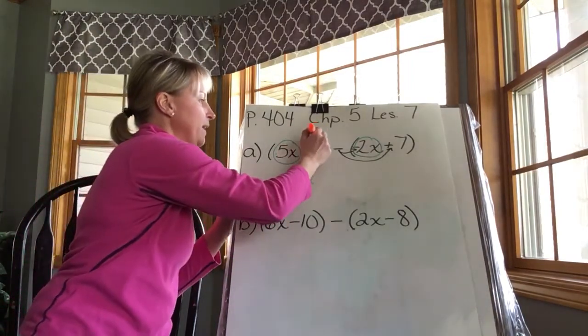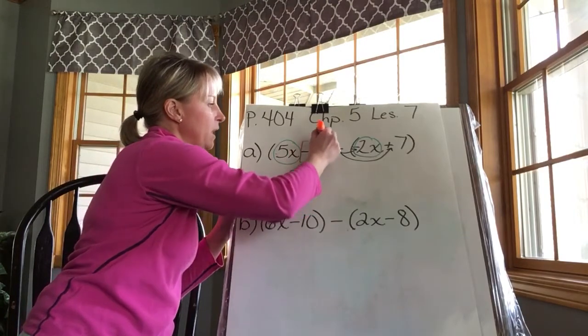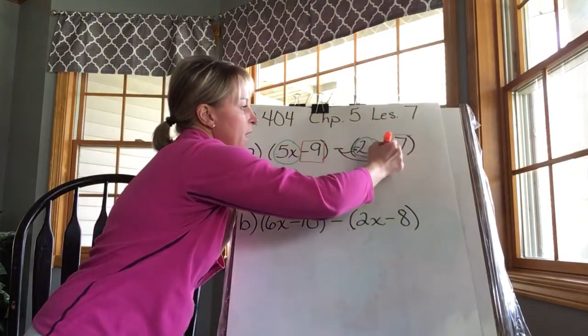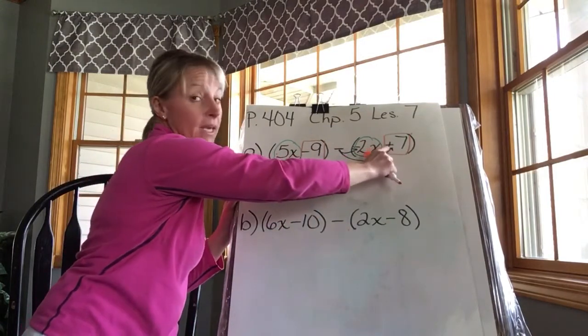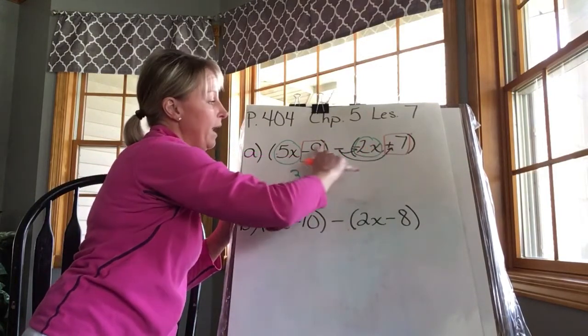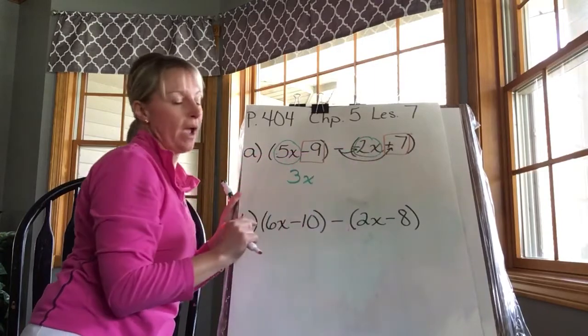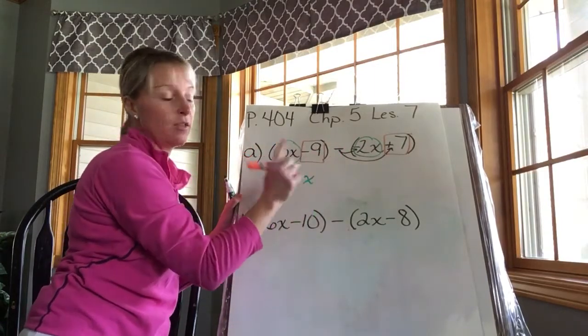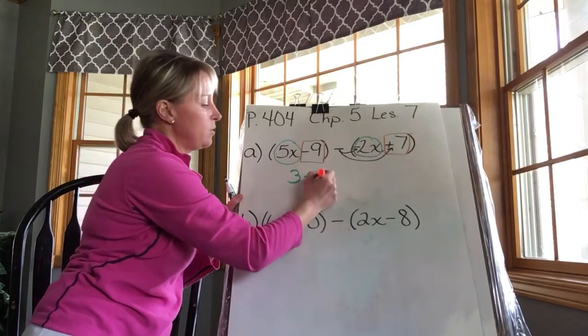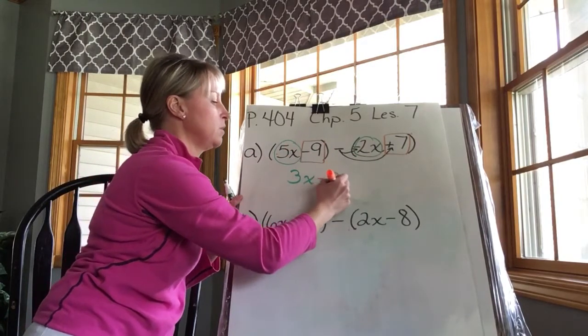Then I go to my next terms that are alike. And notice I have a -9, and now that became a positive 7. So a negative and a positive, you subtract. 9 minus 7 is 2. Take the sign of the bigger number. The bigger number is 9, so it's a -2.